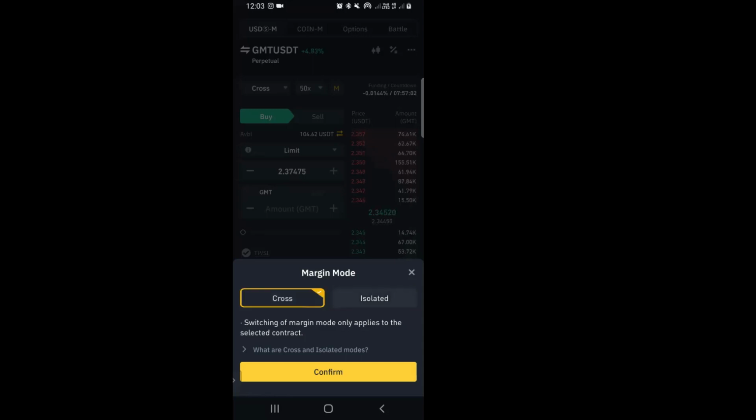So if you are new, use isolate. Or even if you use cross, you can just be depositing $10. Practice with 10. I always tell my students, if you can accumulate $10 all the way to $100, believe me, if I give you $100, you can move that $100.